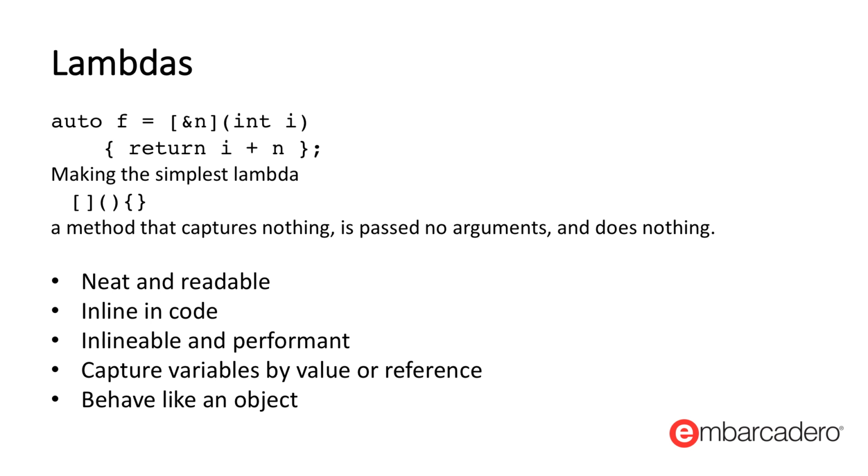For example, this lambda, where you have int n equals 5, the lambda in square brackets, n reference, in round brackets, int i, and in curly brackets, return i plus n, binds to n, which is a variable outside the lambda, by reference, and when called has a single int parameter and returns the sum of the 2 ints. For what it's worth, that makes the simplest lambda this amazing bit of code, bracket bracket, bracket bracket, bracket bracket, which is a lambda that captures nothing, is passed nothing, and does nothing.